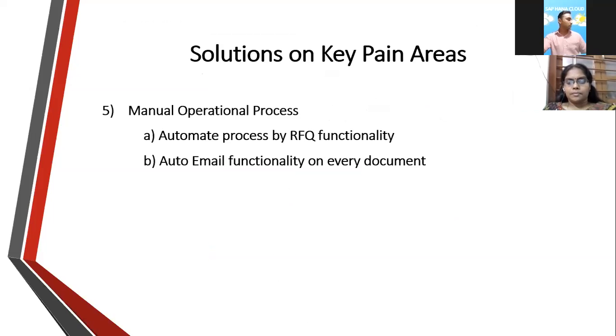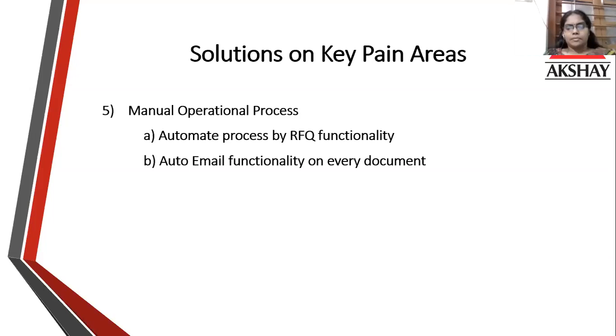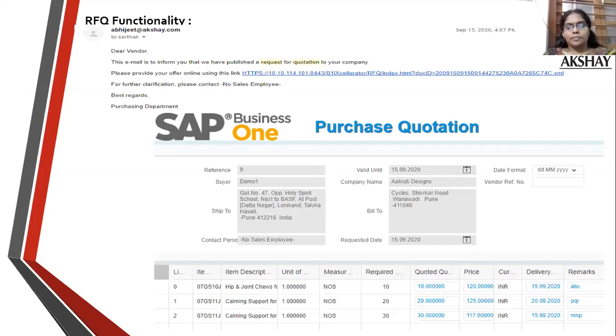Okay. So the final one is the manual, operational process. Since we have selected digitization as the subject, we need to consider how we can automate our processes. So I have selected two subjects for that purpose, where you can automate your process: RFQ functionality, and second, auto email functionality. I would like to show what RFQ functionality is. RFQ is request for quotation. In my previous MRP module, I said that whenever we plan production, we can auto-generate the production order or auto-generate the purchase request.